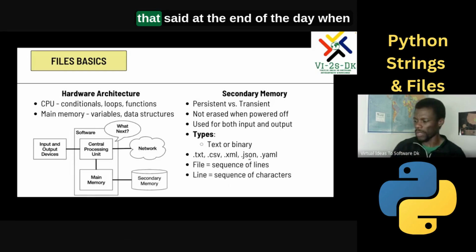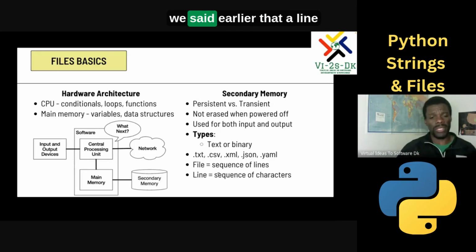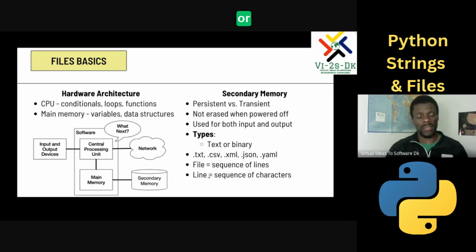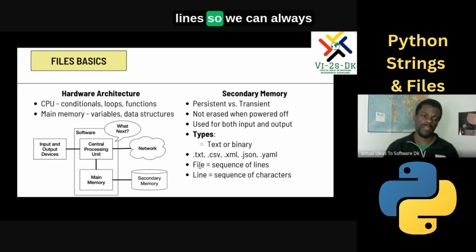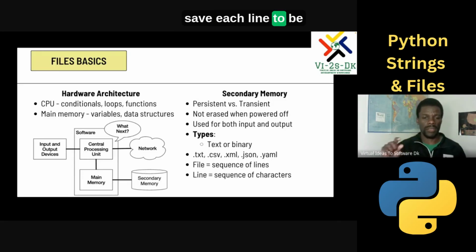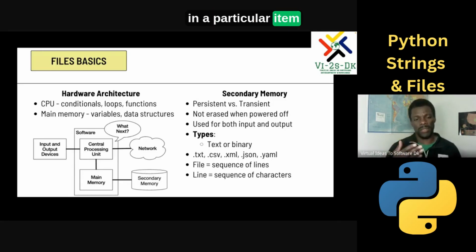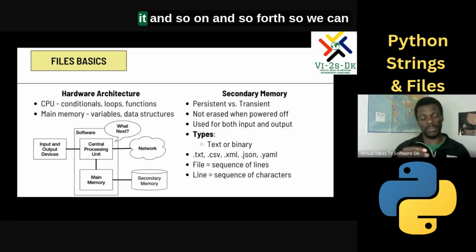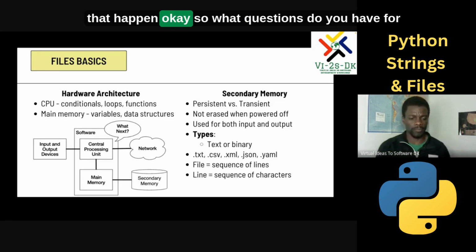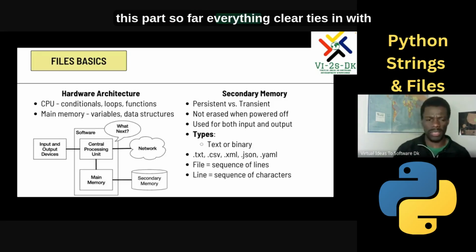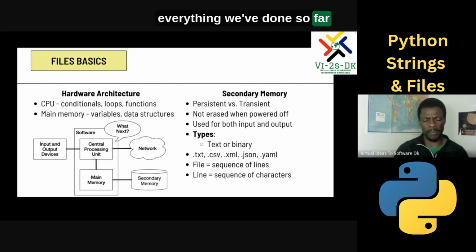Well, that said, at the end of the day, when we said earlier that a line or a string is a sequence of characters, it's in the same light that we'll say a file is a sequence of lines. So we can always save each line to be in a particular item and also have an index for it, and so on and so forth. So we're going to look at how we can make that happen. Okay, so what questions do you have for this part so far? Everything clear? Ties in with everything we've done so far?